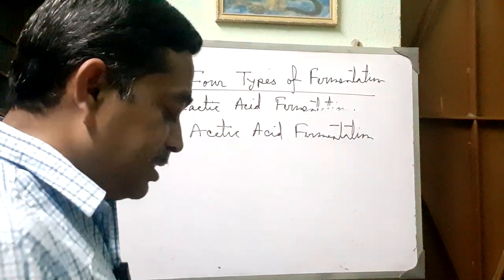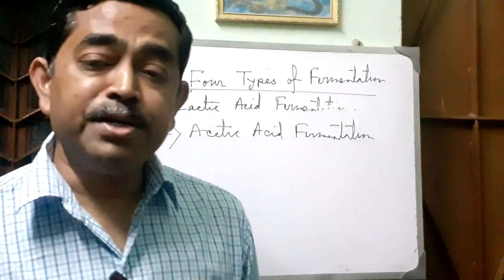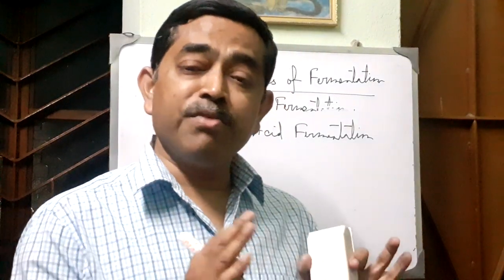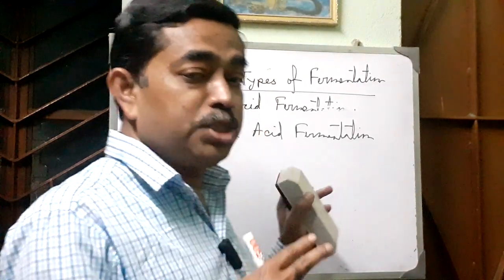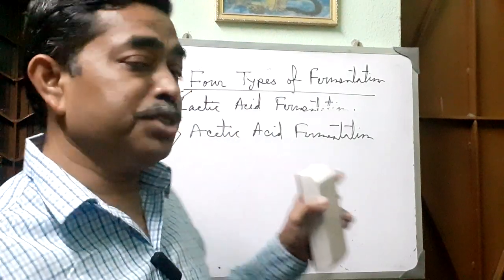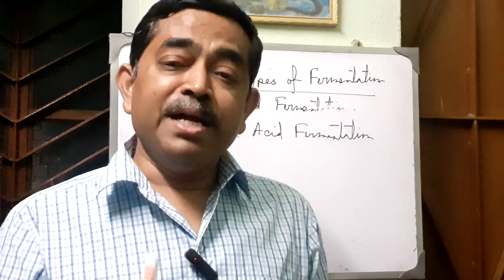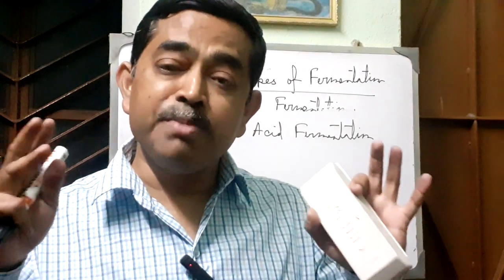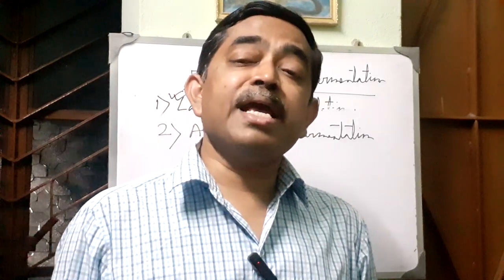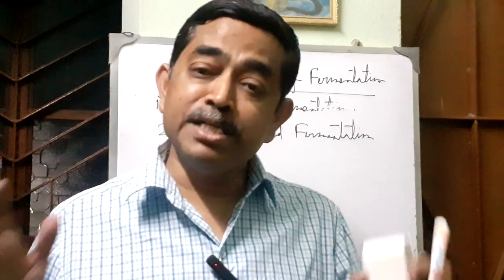In acetic acid fermentation, what happens? The carbohydrate or glucose is first converted by the yeast Saccharomyces cerevisiae to ethanol. It is a two-stage fermentation process. After that, this ethanol is converted into the final product, acetic acid, by some Acetobacter species bacteria aerobically. And this is acetic acid production, which means vinegar production.